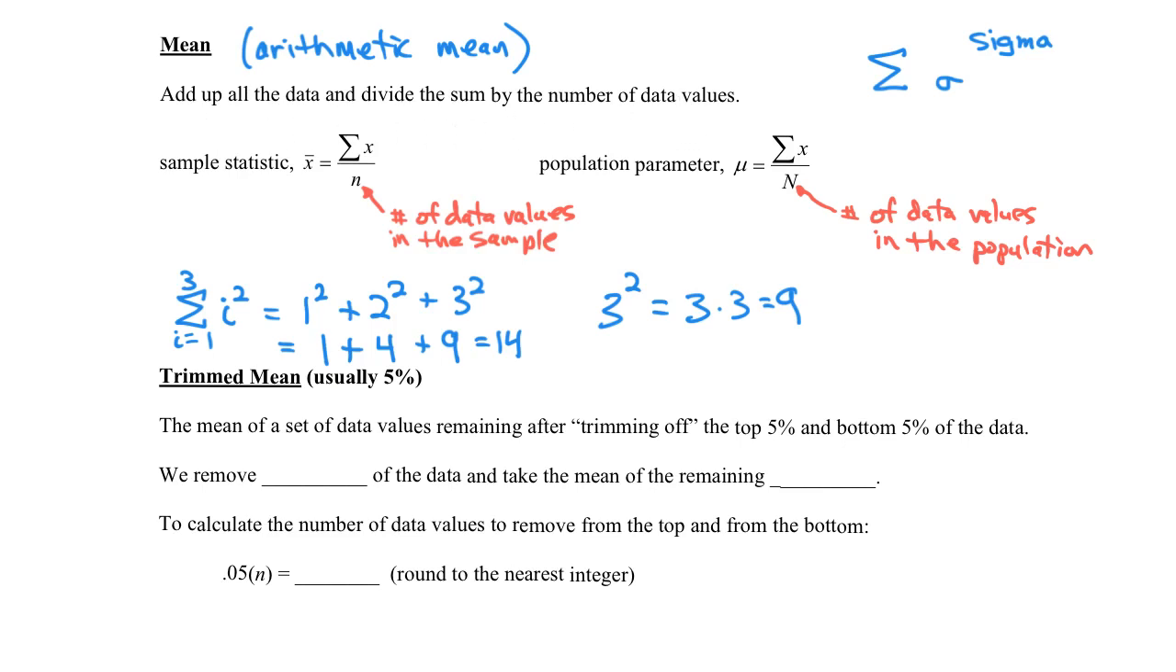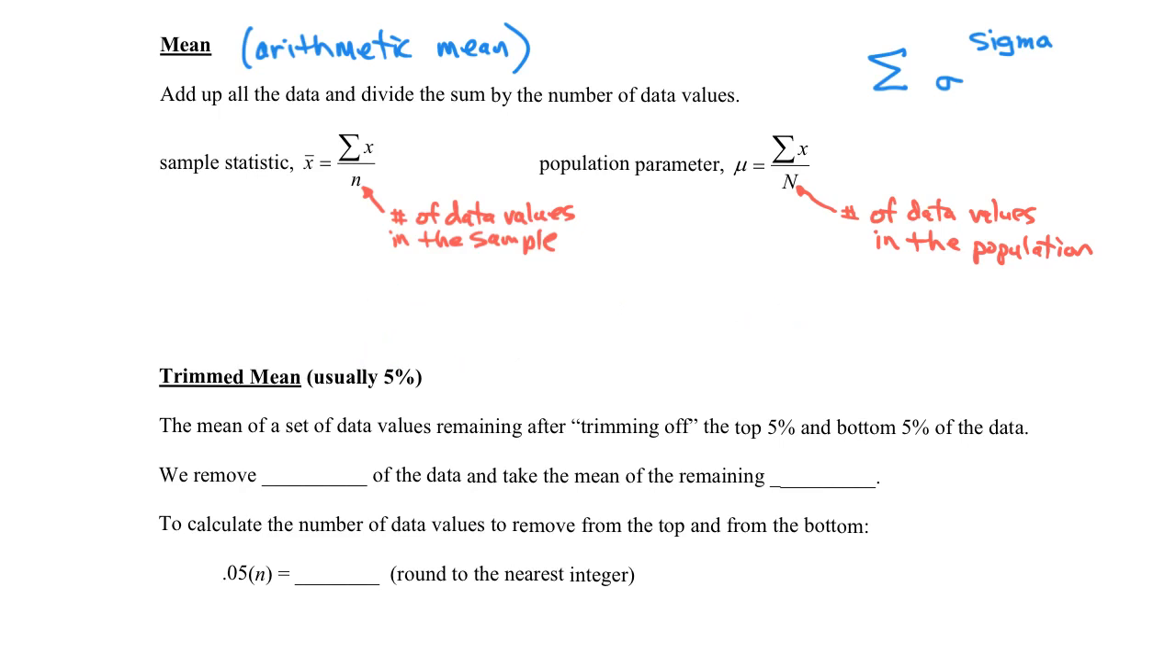Now what's probably going to be new to you is this trimmed mean. So let me make a little room here. So the trimmed mean says usually 5%. Sometimes it's 10%. But the trimmed mean, the advantage of this is it's more resistant than the mean.